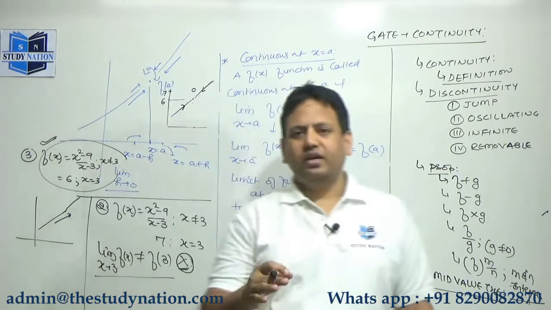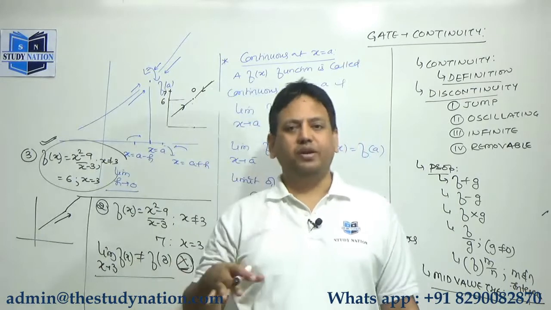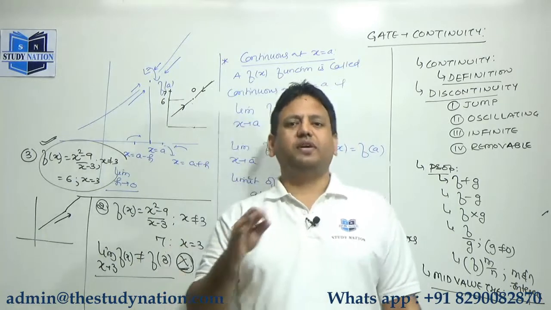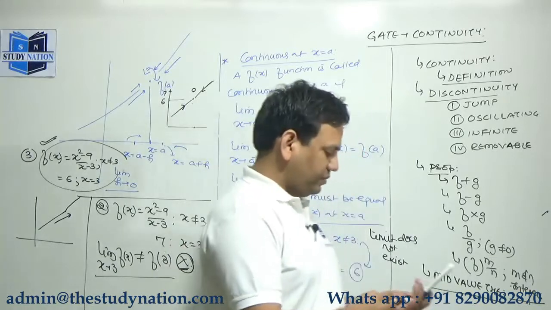Now, very simple funda. How to calculate this one? We will just calculate the limit and put the value. If all three are equal, then we will say the function is continuous. If they are not equal, the function is not continuous. Okay.